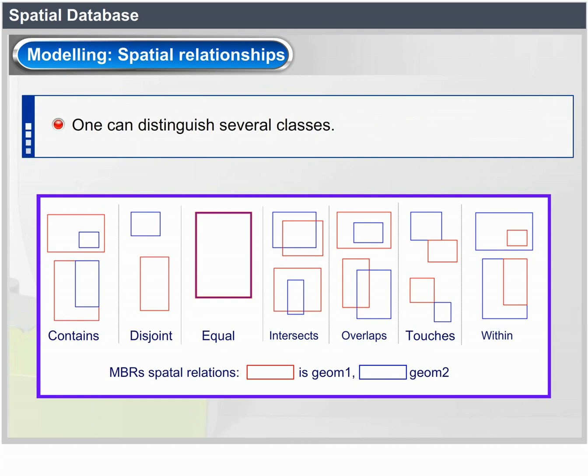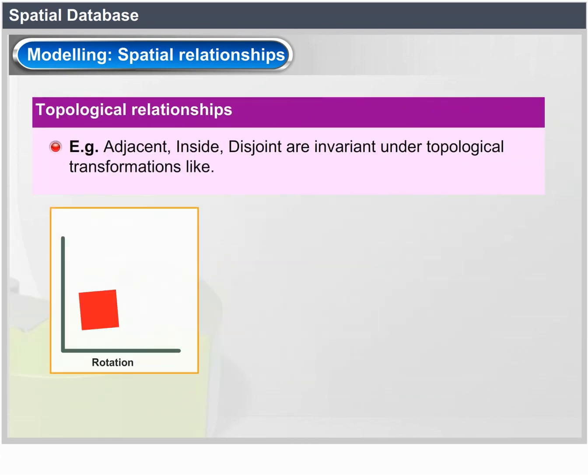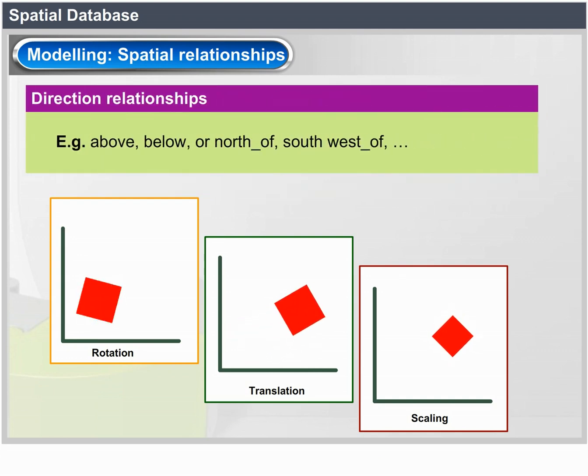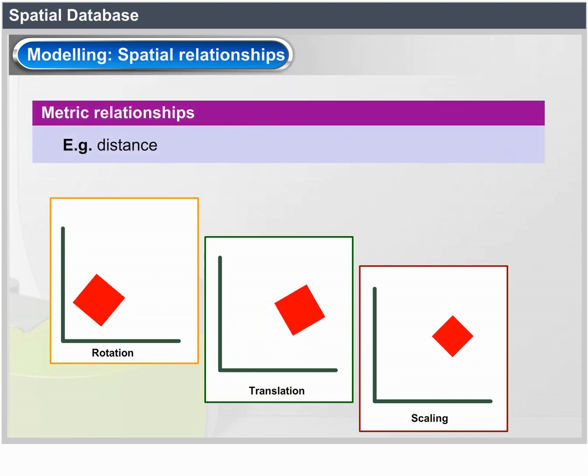Topological relationships, for example, adjacent, inside, disjoint, are invariant under topological transformations like translation, scaling, rotation. Direction relationships, for example, above, below, or north of, southwest of. Metric relationships, for example, distance.